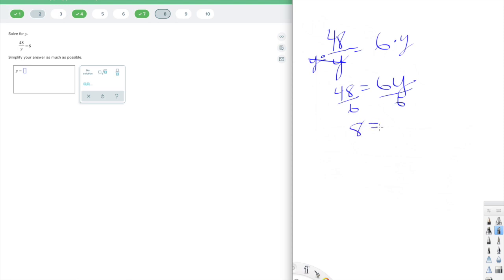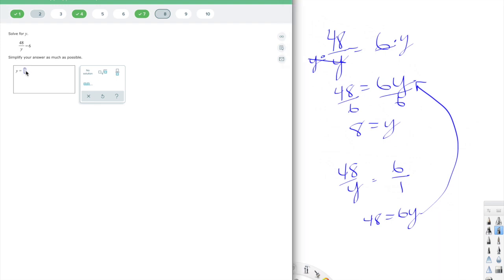Now if I were to do the cross multiplication here, like this, equals 6, and I put the 1 underneath it, and I said 48 times 1 will get me 48. 6 times y got me 6y. Do you notice how it looks exactly like this one here? So either method you choose will still work. It's not really going to change. If you want to do that cross multiplication, you're welcome to it.